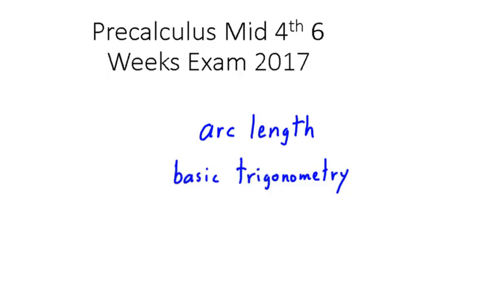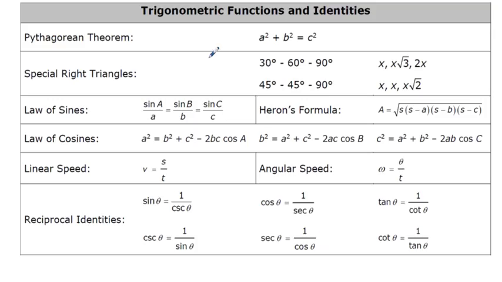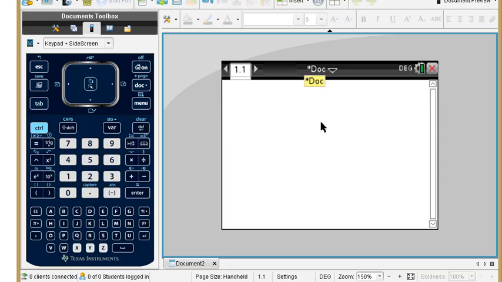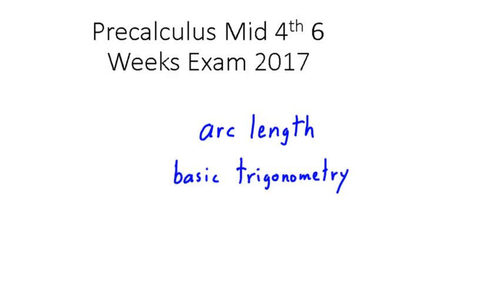As far as tools for this exam, we have what we call the ACP formula chart. Here's the relevant section that covers the special right triangles, and also below, the reciprocal identities. We will use those, and also a TI-Nspire CX calculator. So those are the things we're going to use.